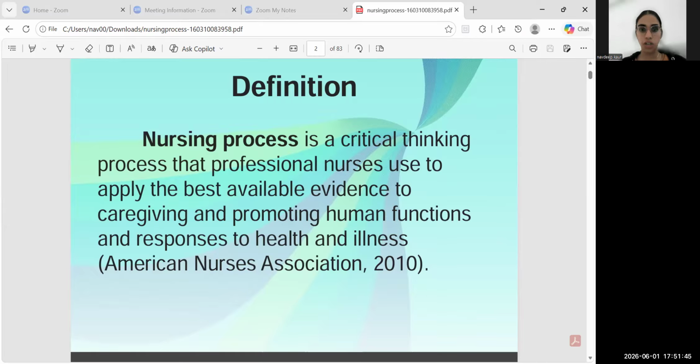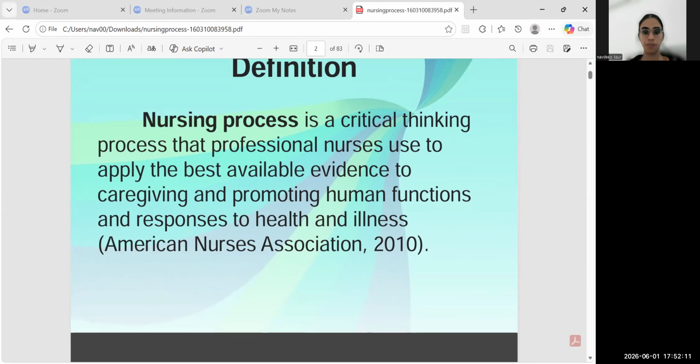individuals or our patients. And in this, we have to maintain the dignity of the patient and rights of the patient by using our critical thinking. And for that, we are used to do the different steps in the nursing field. So, this is basically according to the American Nurses Association nursing process, which we follow today.